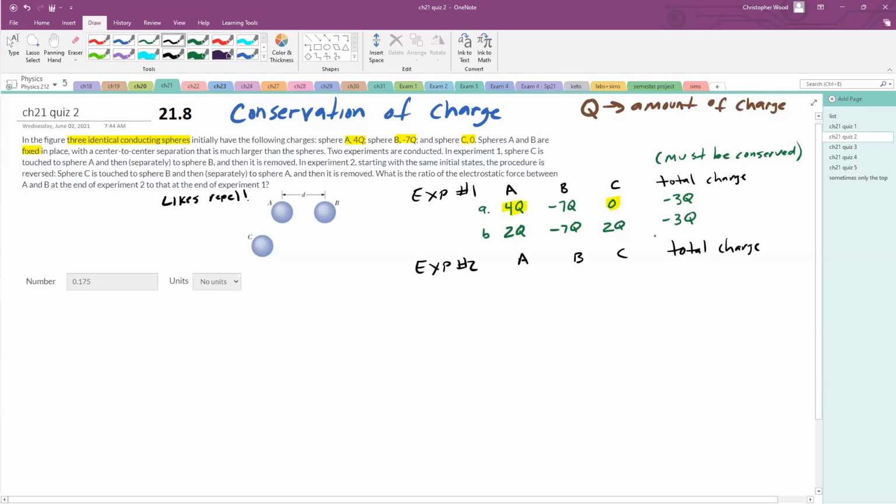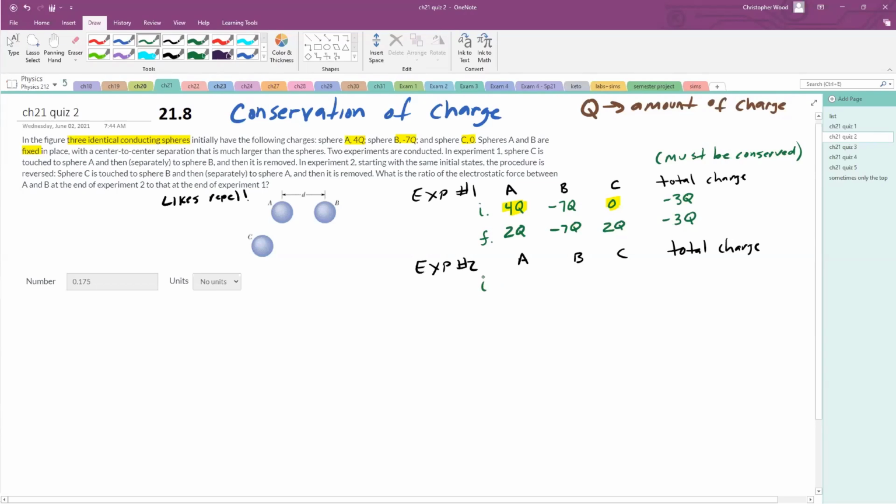So let's do experiment 2. In experiment 2, we start with the same initial states. Okay, so here's my initial state. It's a better way of writing this, I think. Instead of A and B, I like I for initial state and F for final state, sort of in keeping with all the thermal stuff we've done.